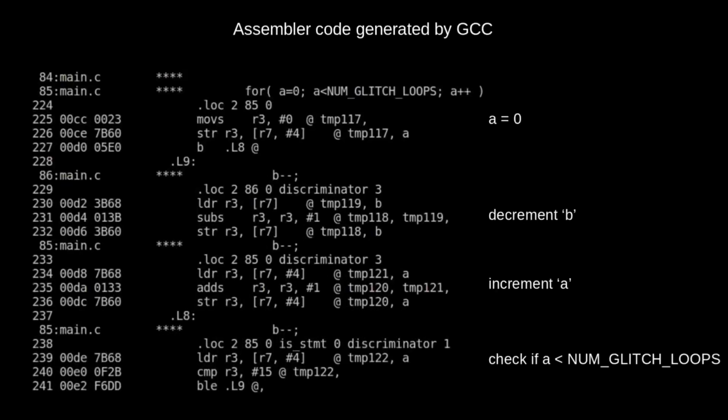But we can see that what the compiler did here is really quite simple, except for all the extra noise from the listing. Basically, it starts with A equals 0, it decrements B, it increments A, and it checks to see if we've hit the end of the number of glitch loops yet.